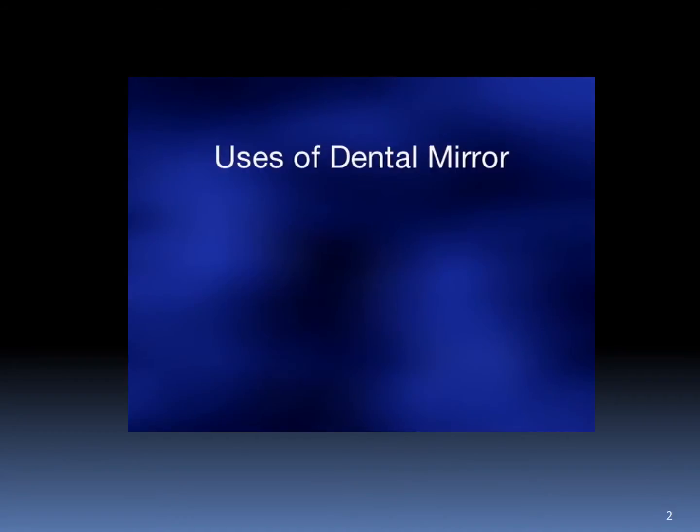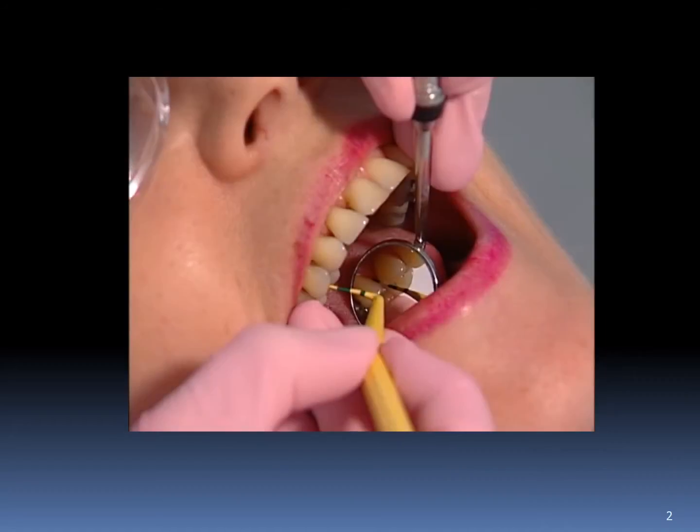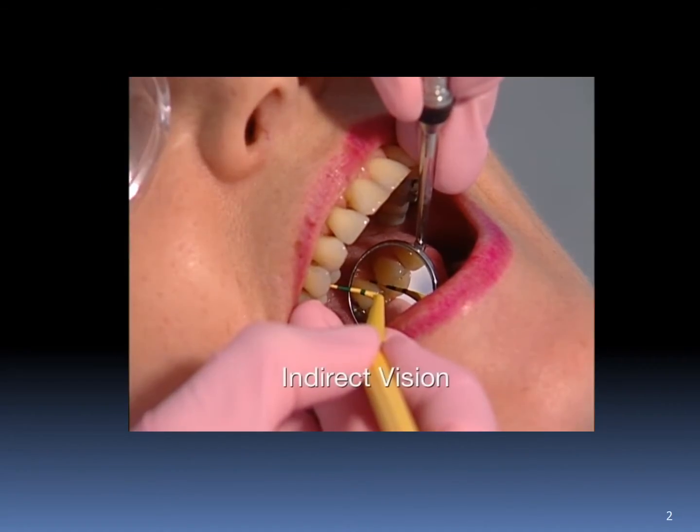The dental mirror is used in 4 ways during instrumentation: indirect vision, retraction, indirect illumination, transillumination. Here, the clinician is using the mirror to view the lingual surfaces of the maxillary right sextant. This technique is known as indirect vision.